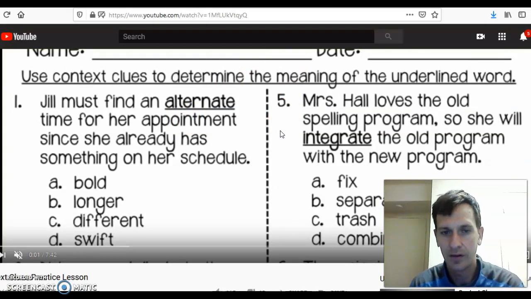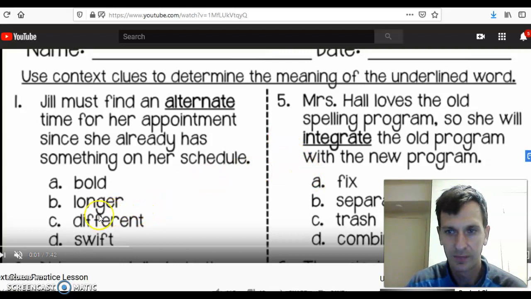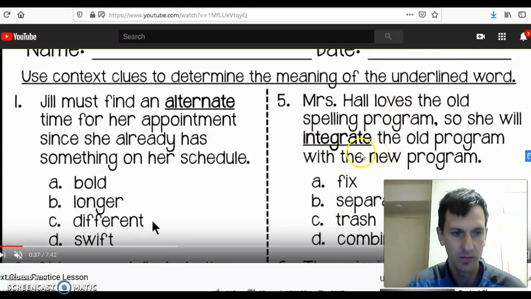Miss Hall loves the old spelling program, so she will integrate the old program with the new program. If she loves the old one, is she going to fix it? No, because she loves it. Is she going to separate it? Probably not. Is she going to trash it? No, she's not going to trash it because she loves it. So is she going to combine the old with the new? Integrate, yes, she's going to combine. Why? Because she loves the old one. She wants to put it in with the new one. Okay?